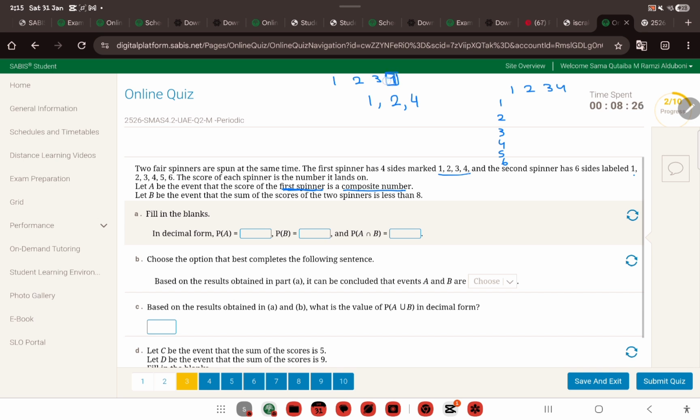So only 1. We do 1 over 4 to get the probability of event A, which is 0.25. So simply we write 0.25.